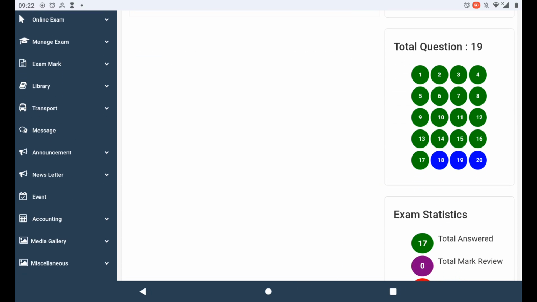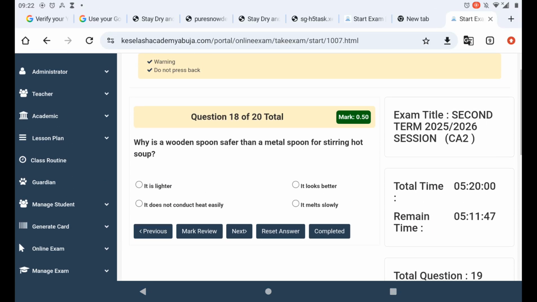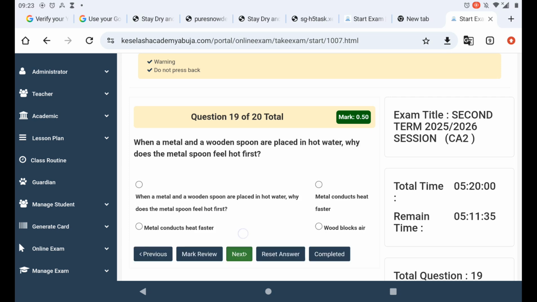Now, 3 more questions left. Then I'm done. Why should a wooden spoon be safer than a metal spoon in a soup pot? Because it doesn't conduct heat easily. Yes. Next. 2 more questions.